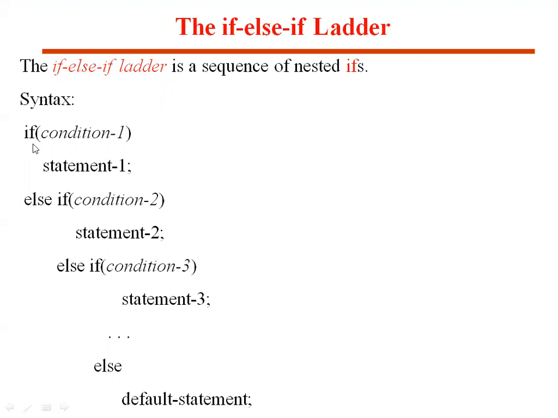Syntax, if we consider, now see here, it begins with keyword if and condition 1. Within the parenthesis, give the first condition here. If then followed by statement 1. Okay, so then if this condition 1 is true, then it executes statement 1. If the condition 1 is false, then it goes to else. After else, then immediately there is another if statement. If condition 2, then statement 2, else.